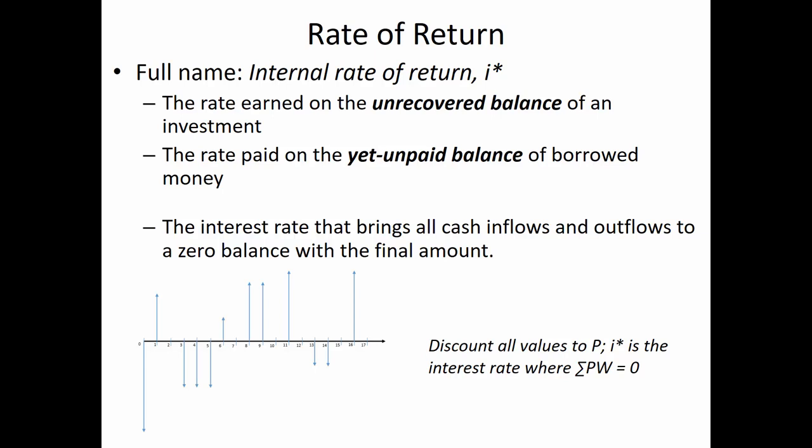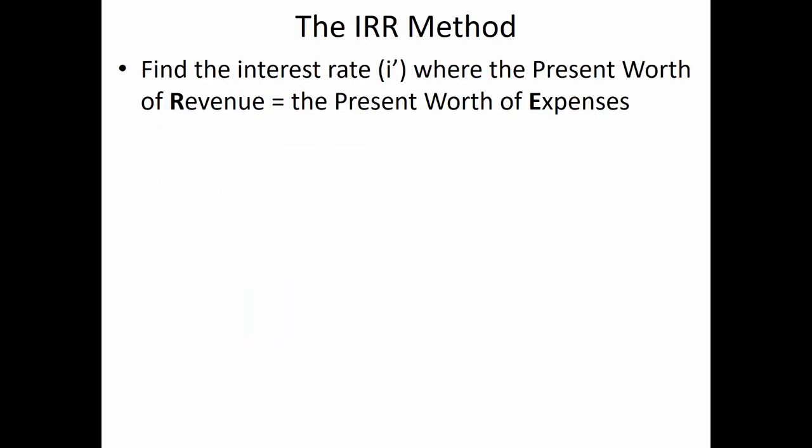Now, in some cases, there may be more costs than revenues. And in a situation like that, it could be that there is no internal rate of return. So just keep that in mind: if you get an error message when you've calculated the internal rate of return, add up the inflows and the outflows, and if there are more outflows than inflows, then that could be the issue. So here's our method.